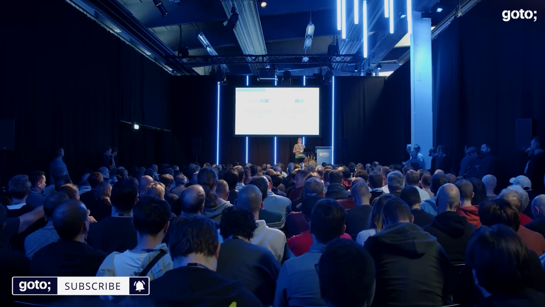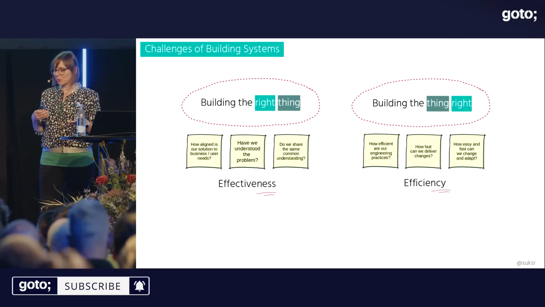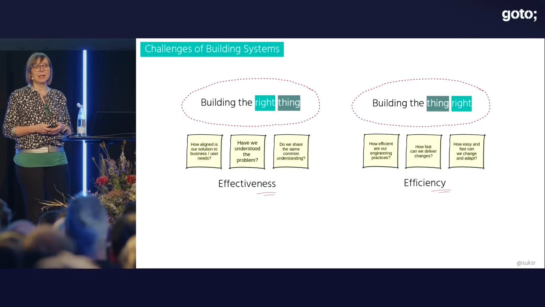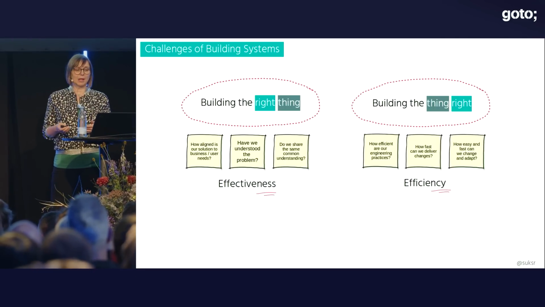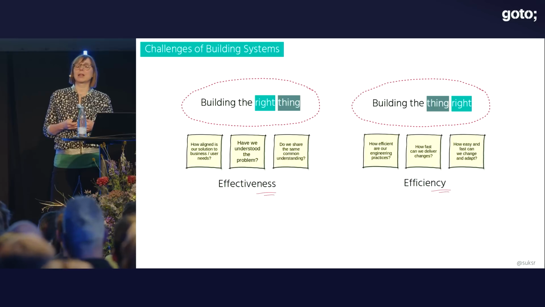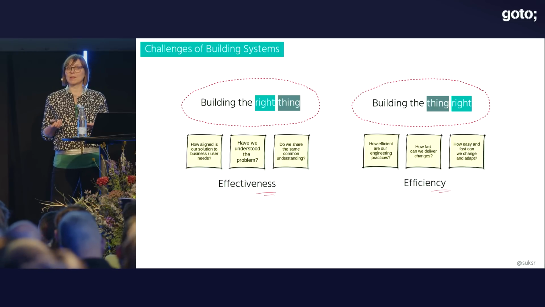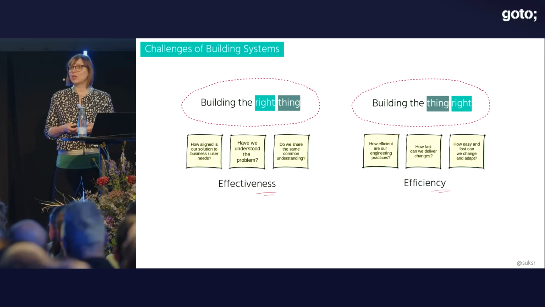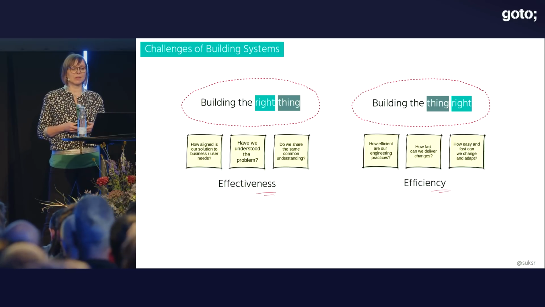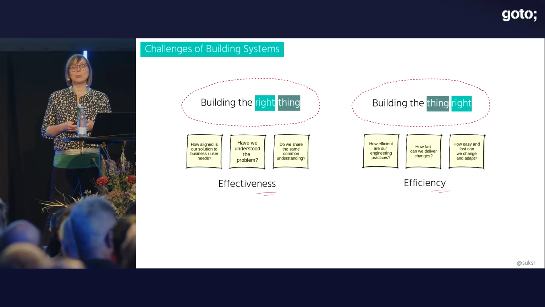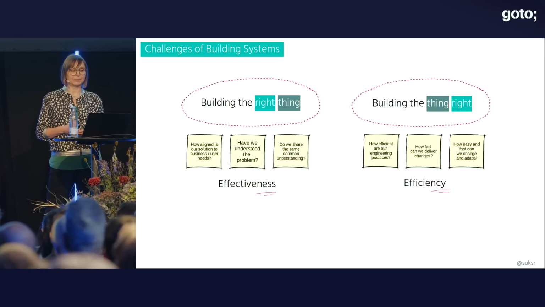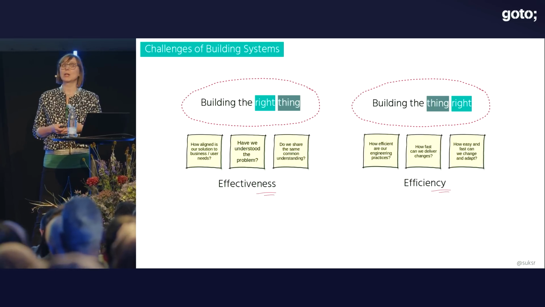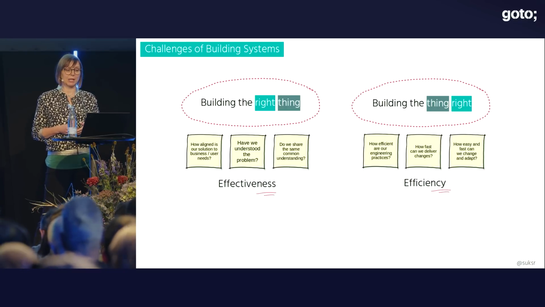So when building systems in general, we are facing the challenge between building the right thing and building the thing right. Building the right thing addresses effectiveness and addresses questions: how aligned are our solutions to our user needs? Are we generating value for our customers? Have we understood the problem, and do we share a common understanding? Building the thing right, on the other hand, focuses on efficiency, for example, efficiency of engineering practices.